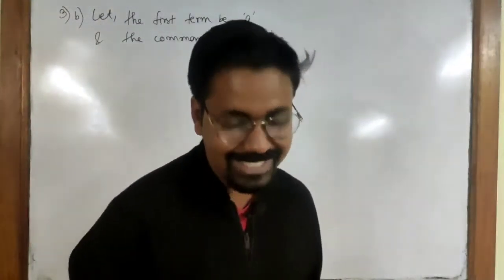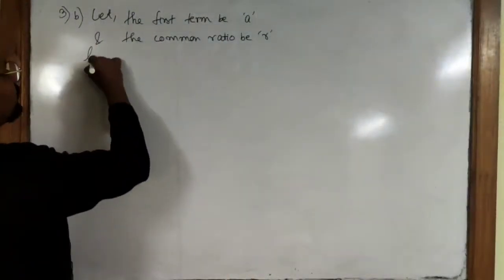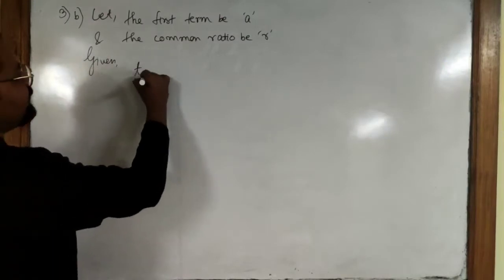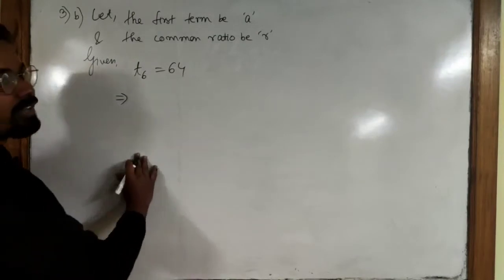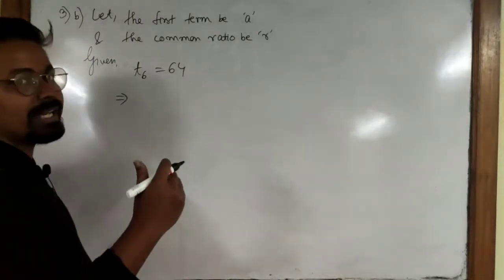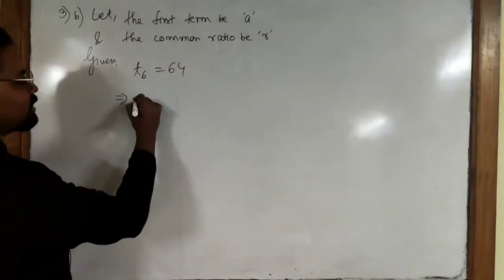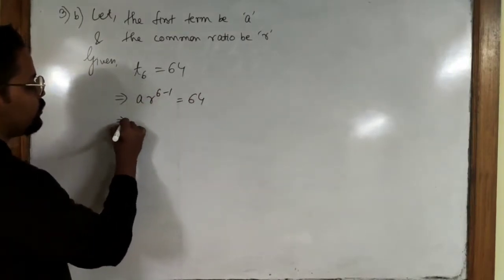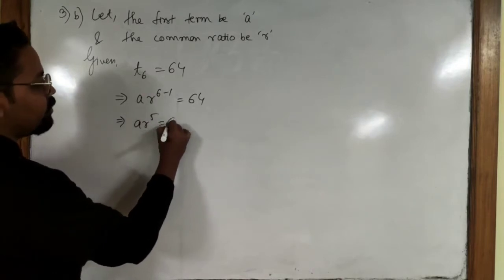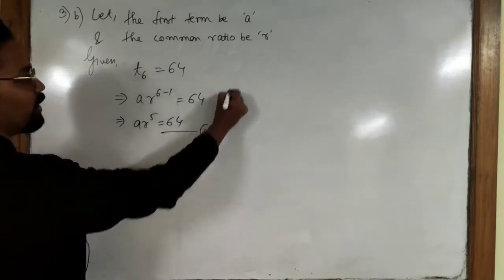It is given that the 6th term is 64. So it is given that T6 is 64. So what is the formula of nth term? It is a r to the power n minus 1. So here n is 6. So it is a r to the power 6 minus 1 equal to 64. So you have a r to the power 5 equal to 64. Take this as equation number 1.